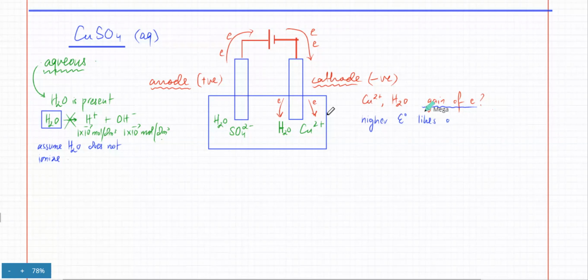So it likes to gain electrons. What you're going to do is look in the data booklet and find copper 2+ and water molecules, and you're going to find those equations where they're gaining electrons. So look for equations in the forward direction.